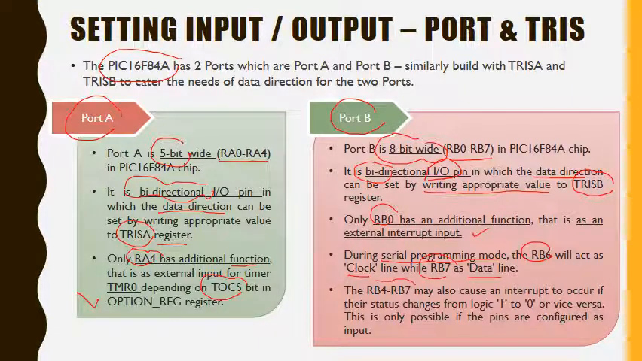Another one is that RB4 to RB7 can also cause an interrupt on change, meaning they can also become the source of an interrupt, if we configure the pins as input and then couple the right circuit to the pin.